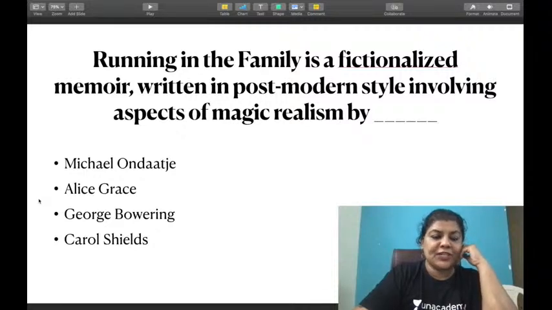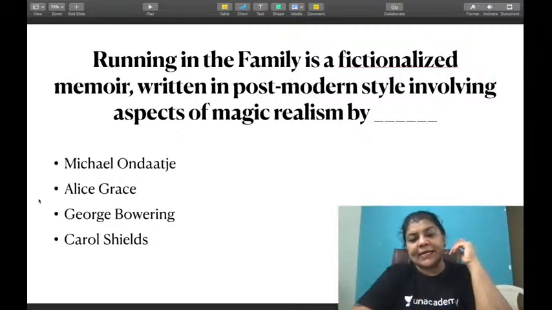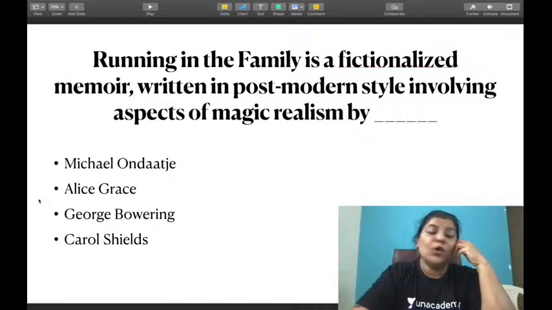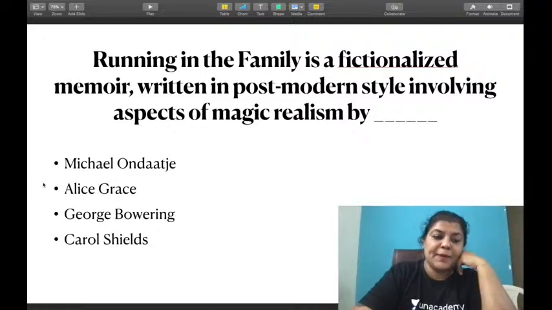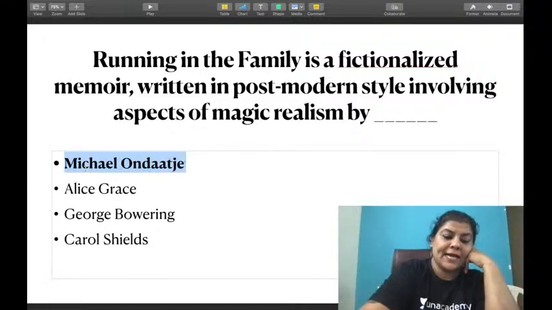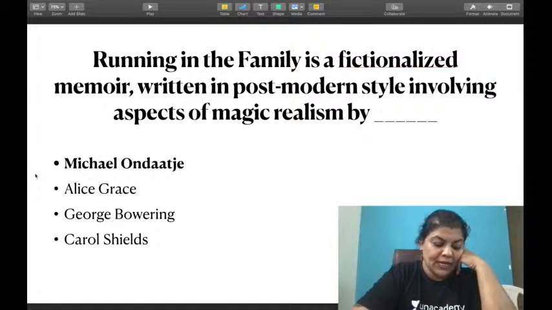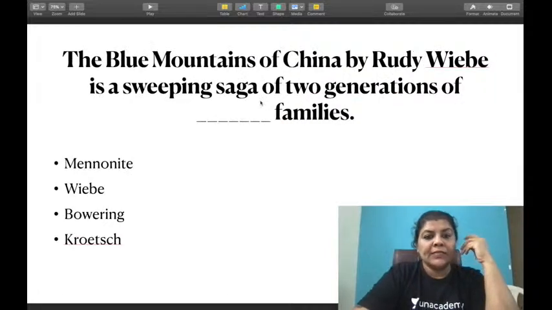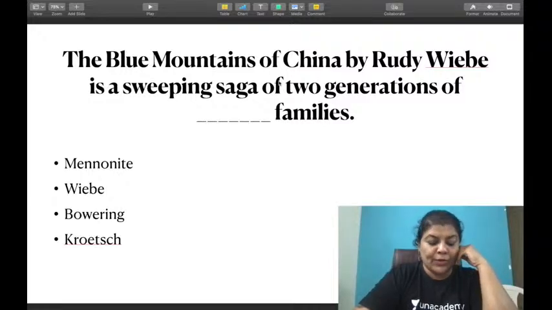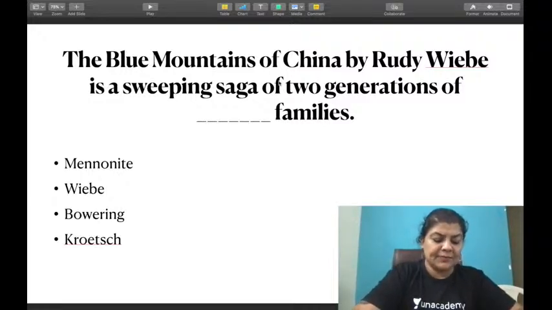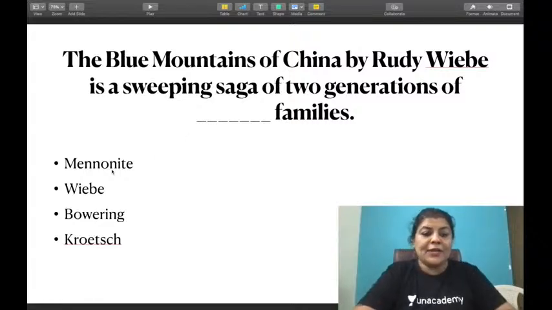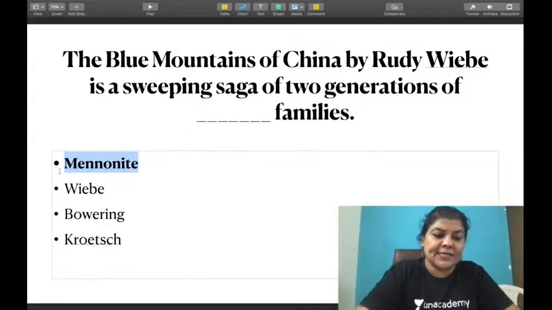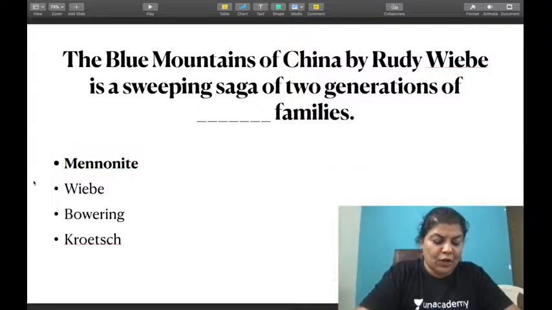Running in the Family is a fictionalized memoir written in postmodern style. Who wrote it? Running in the Family, fictionalized memoir of Michael Ondaatje. The Blue Mountains of China by Rudy Wiebe is a sweeping saga of two generations of which families? Mennonite. Mennonite is the community to which Rudy Wiebe belonged.